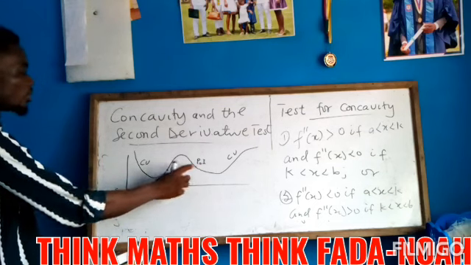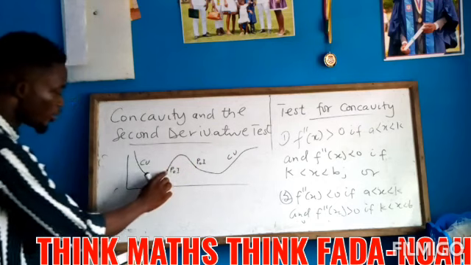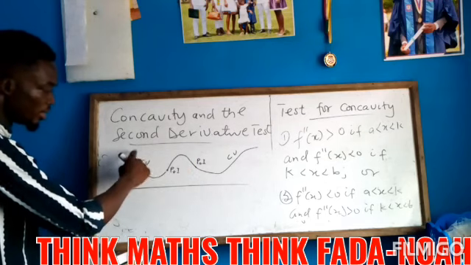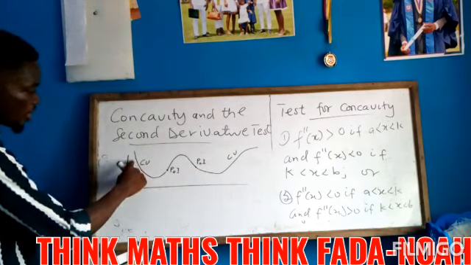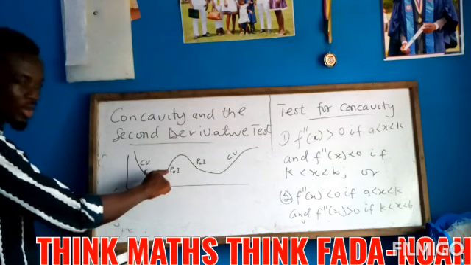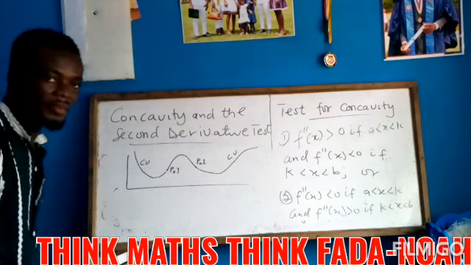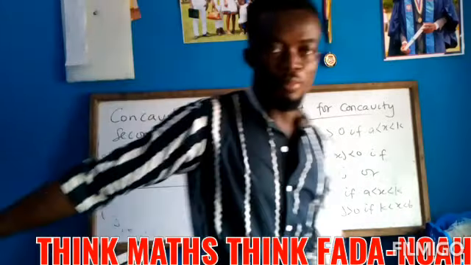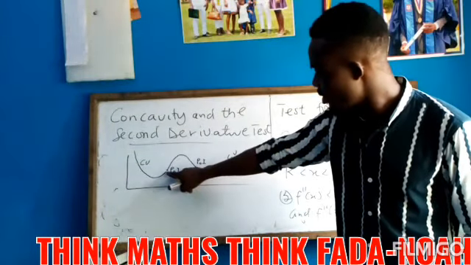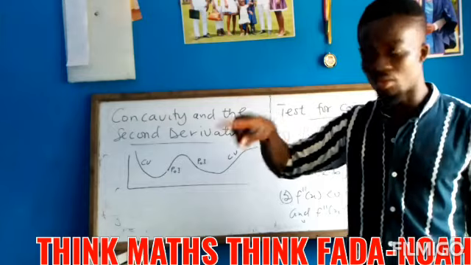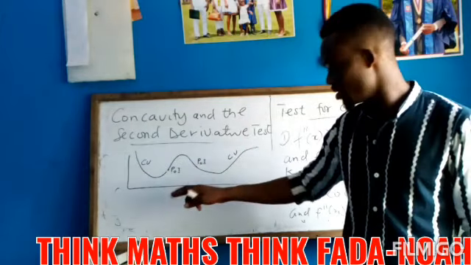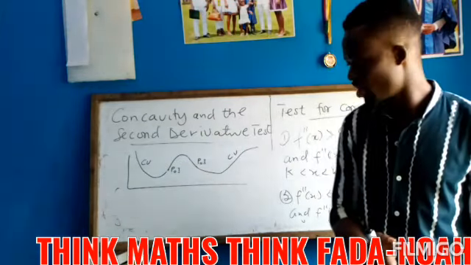Alright, so this one here, the point at which we have a minimum turning point, and all of a sudden it changes to a maximum turning point. The point over here, where the changes occur, where the graph changes direction, is called the point of inflection.